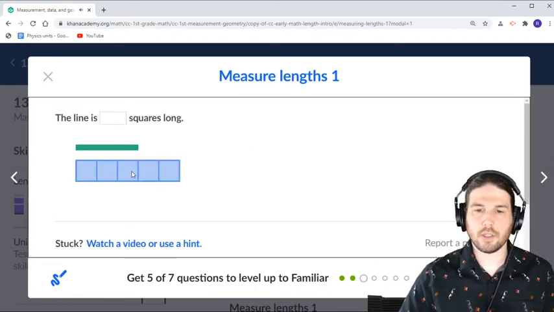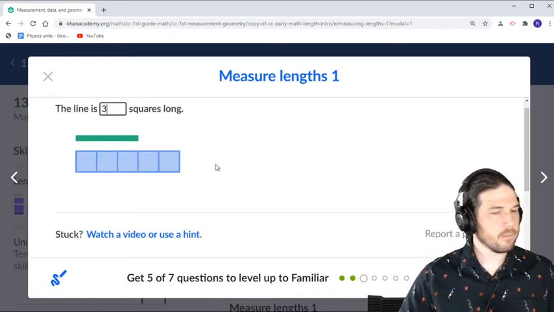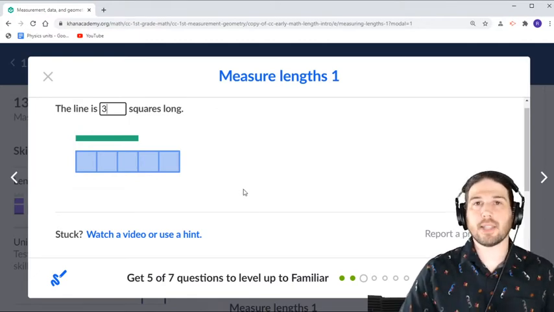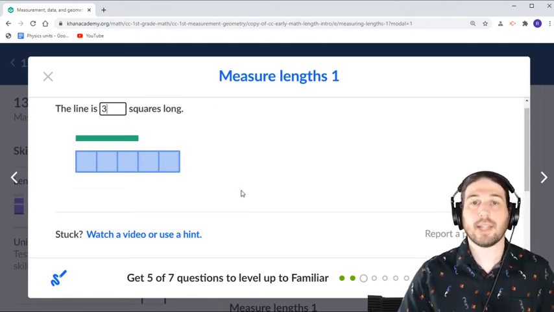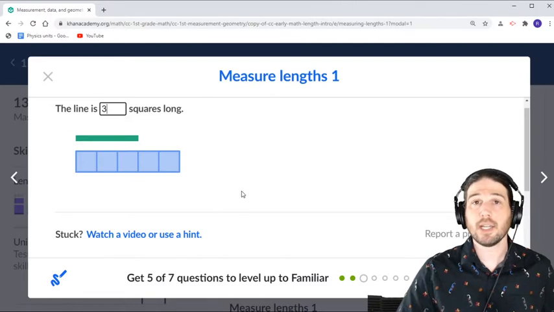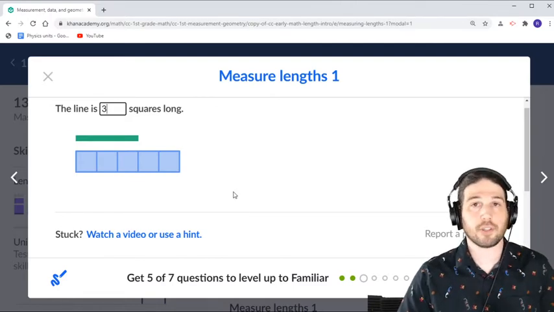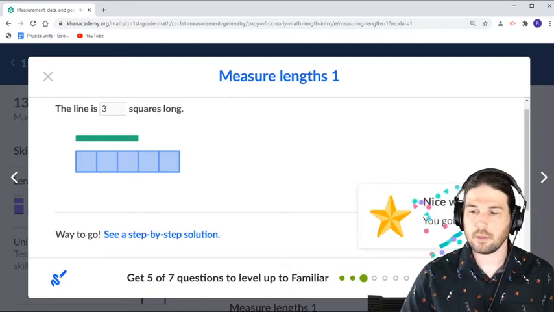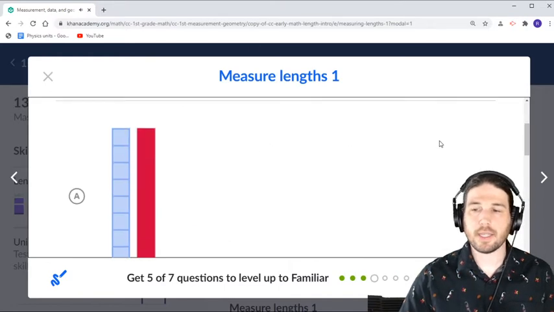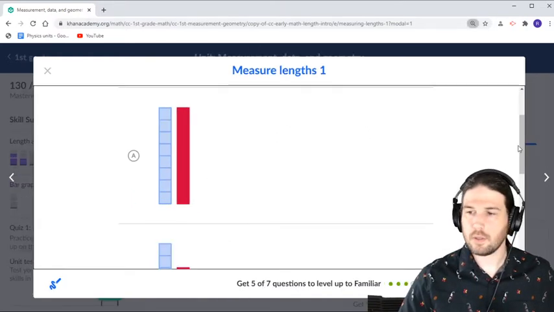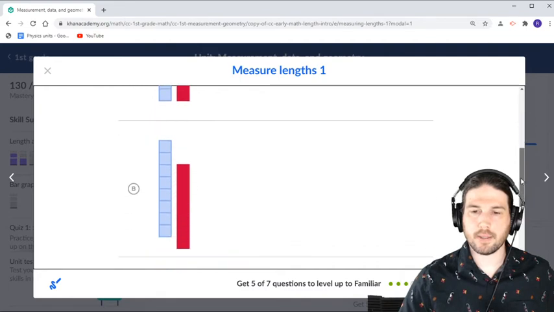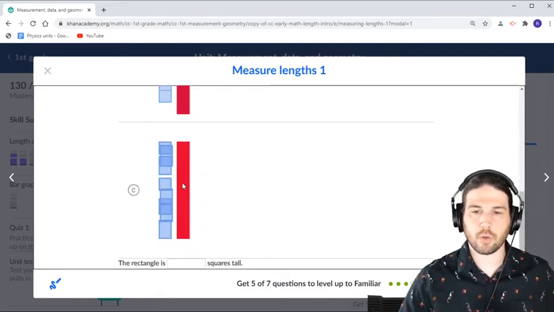This line is 1, 2, 3 squares long. Again, very, very slight increase in complexity. This time the line was shorter than the number of squares, so we're making sure the students aren't just counting all the squares by rote. How tall is the rectangle? Well, that looks correct. That looks wrong. That looks wrong because it looks like they actually overlapped these squares.